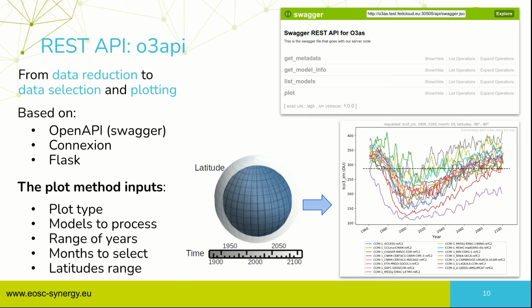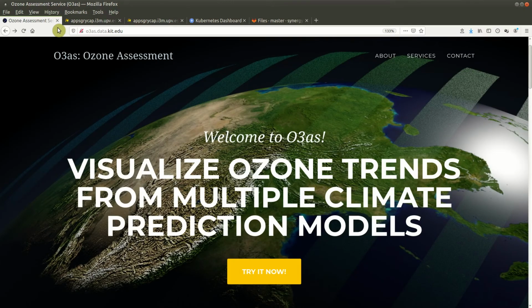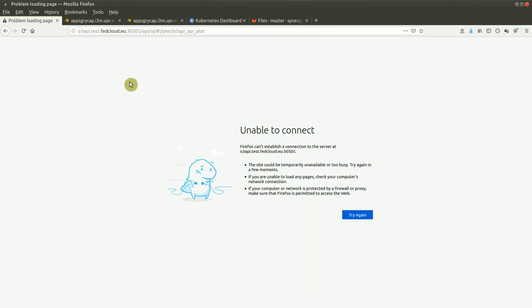Now we are going to demonstrate how this component works and can be deployed at one of the EOSC providers. We begin from our main page, O3AS Data Kit edu. This has a link to the deployed service. Since the API container was removed for the purpose of this demo, we actually cannot reach the site now.